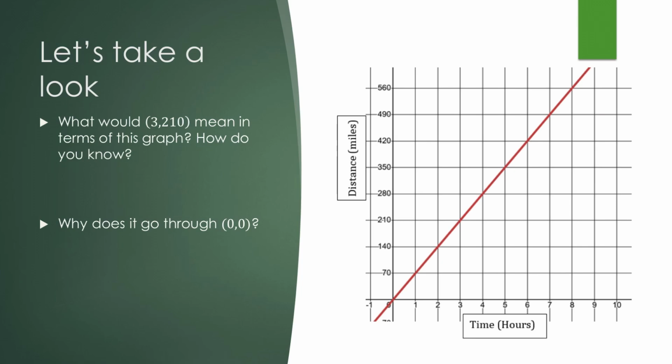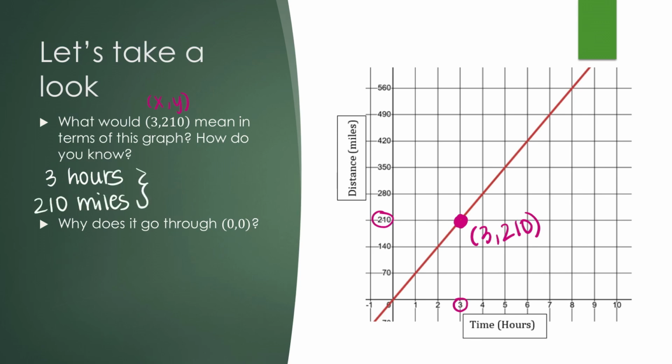So what would (3, 210) mean in terms of the graph? And how do we know? Just a quick review: a point like this is in the form (x, y). So I look for 3 for the x value, and I look for 210 for the y value. And where they intersect, that's going to be the point (3, 210). So this means that it's been 3 hours, and it's traveled 210 miles.